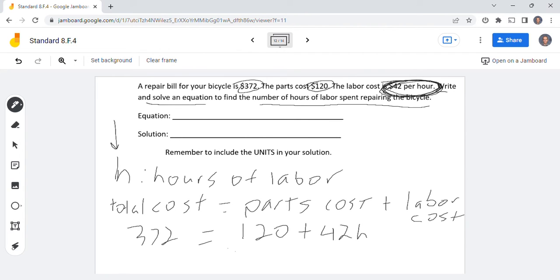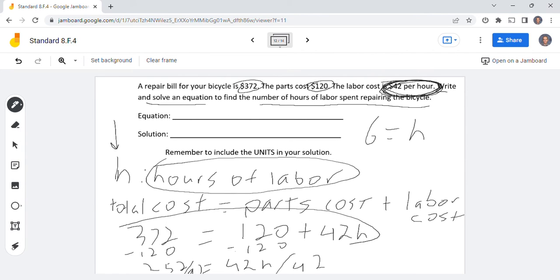So we're going to solve this by subtracting 120 from both sides. Subtract 120 over here. We end up with 252 and 42h. Finish this out by dividing by 42 on both sides. 252 divided by 42 on the left-hand side is what we need. And that gives us a total of 6. This equation is what should go here for this equation in that blank. And the solution, I'm going to write H equals 6 and with the label of units, hours.